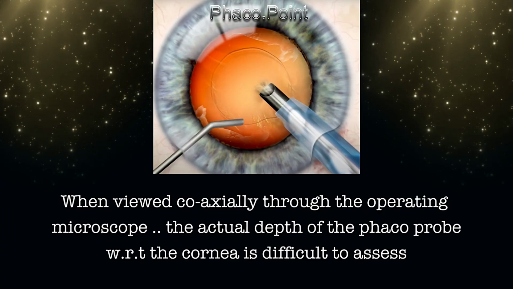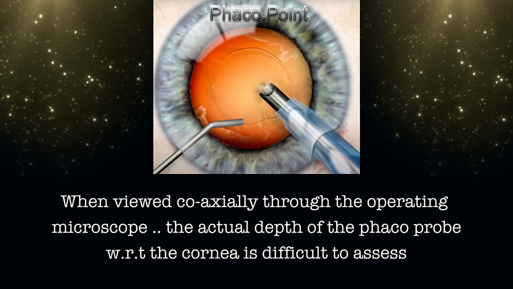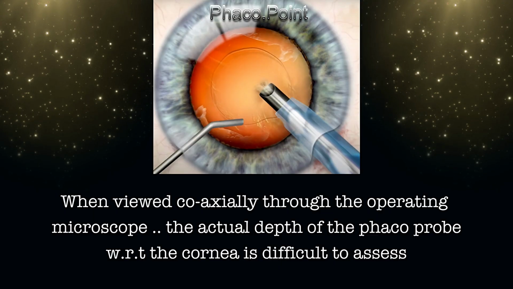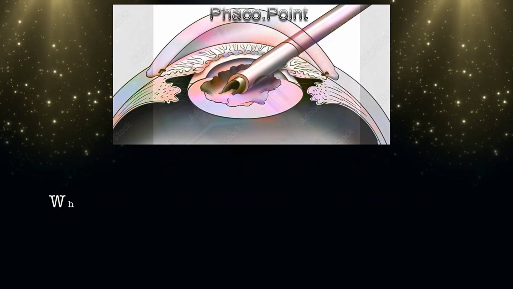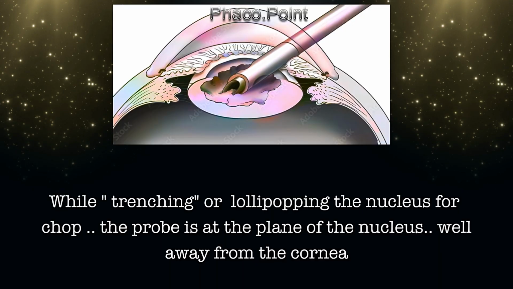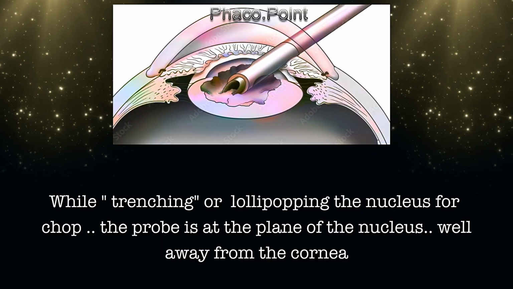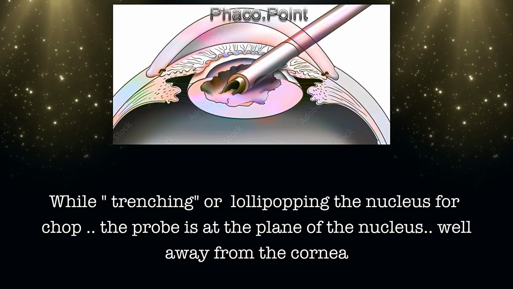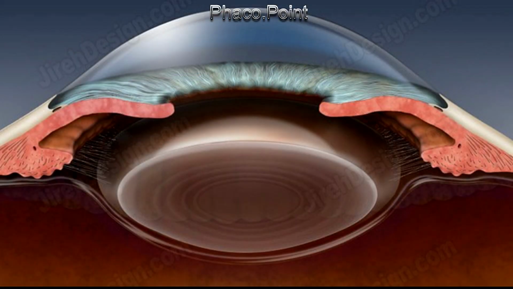When viewed coaxially through the operating microscope, the actual depth of the Phaco probe with respect to the cornea is very difficult to assess. Because while trenching or lollipopping the nucleus for the chop, the Phaco probe is at the plane of the nucleus and is well away from the cornea, and this can be appreciated only by a side view. However, during the fragment removal, the fragment is moved out of the capsular bag into the central zone.